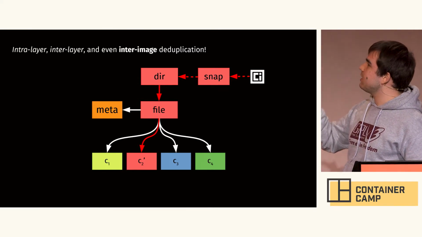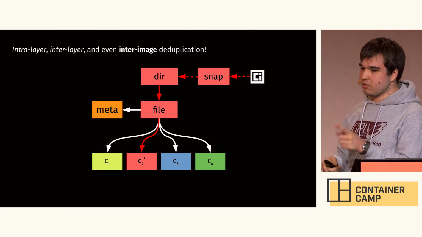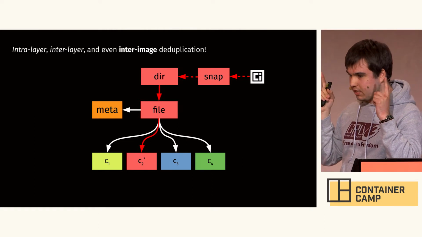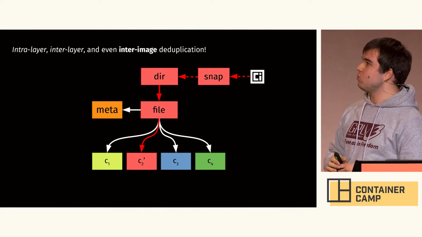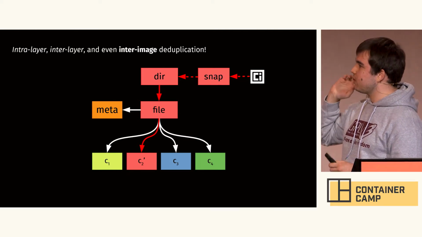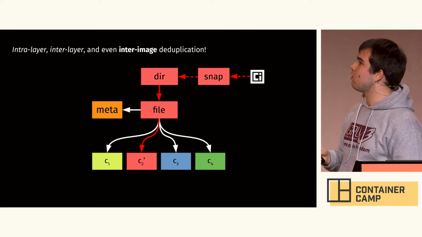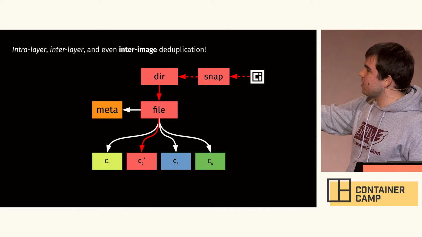But also you get inter-image deduplication, where, for instance, an Ubuntu image and an openSUSE image, if they share chunks, they'll be able to share the same chunk, which means that when you download it, you will only download the chunks that you have never seen before, which would be an absolutely massive improvement on the current state of affairs.